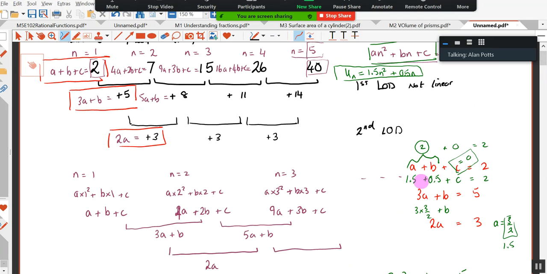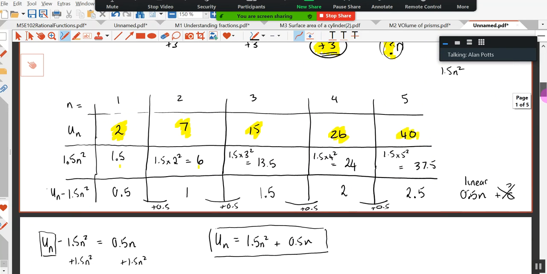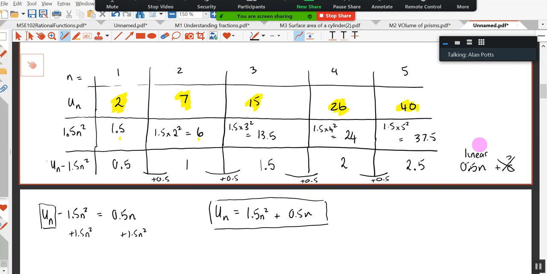Okay, 1.5, 0.5 and 0. So thankfully, because I would have looked a bit stupid otherwise, I got the same answer. So we do it in this difference method.